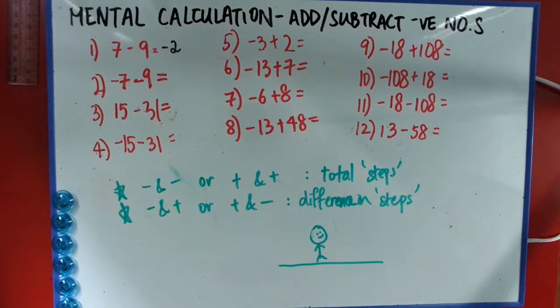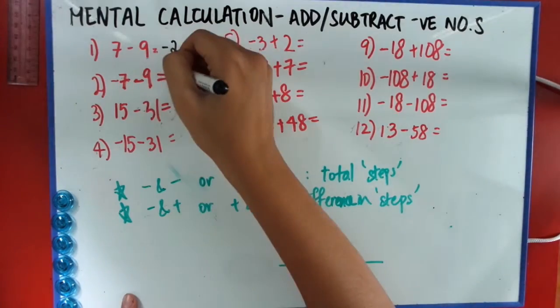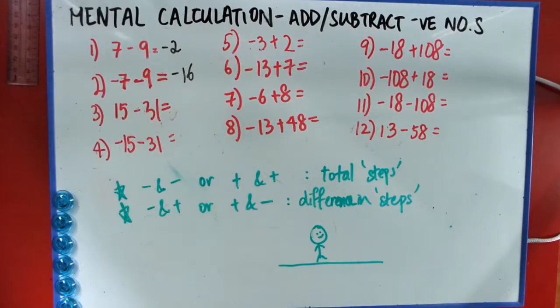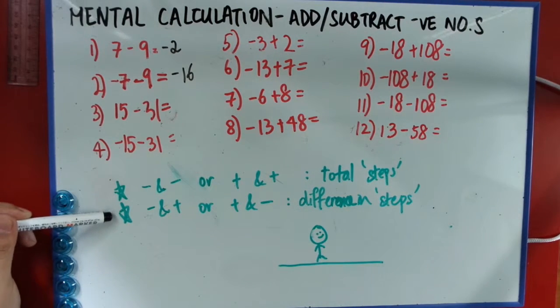Using this same logic, I can do question 2 very easily as well. I take 7 steps to the back and I take another 9 steps to the back. My total steps taken to the back should be 7 plus 9, which is 16. But because it's to the back, it is a negative number. Now I'll explain the 2 green stars here.